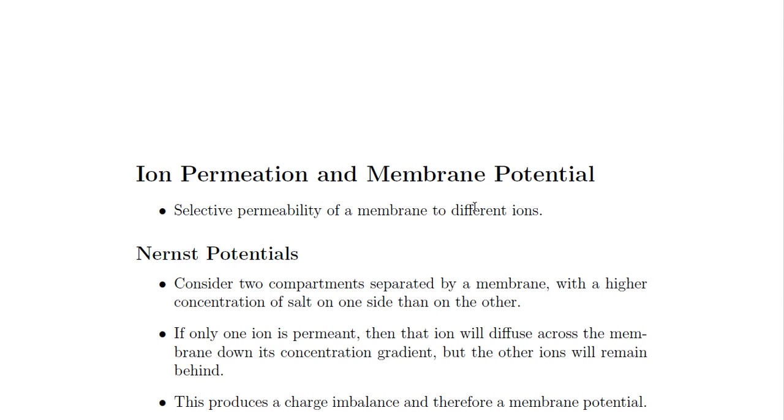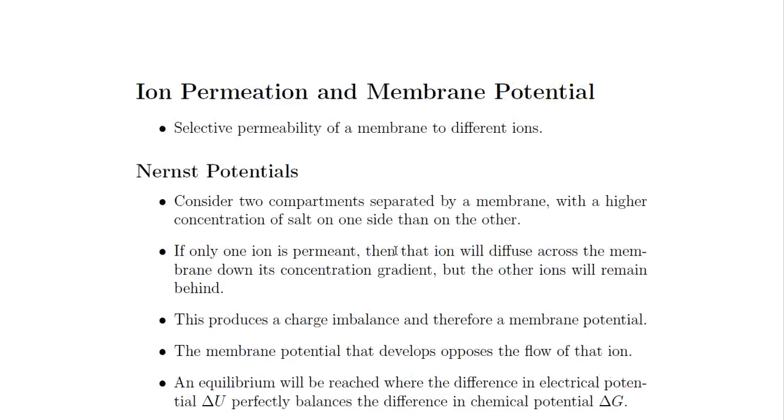So we continue with chapter number 13, the final chapter in our syllabus for this subject. We want to look at ion permeation and membrane potential. When ions pass through the membrane, it will produce a membrane potential due to the concentration. We have two potentials, the Nernst potential and the Donnan potential. Let's see first the Nernst potential.